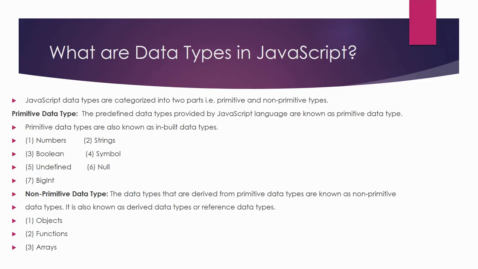Then second is non-primitive data types. The data types that are derived from primitive data types are known as non-primitive data types. They are also known as derived data types or reference data types. Examples: object, function and arrays.